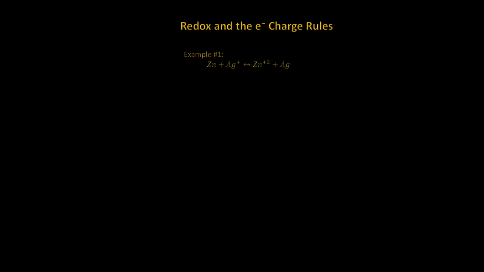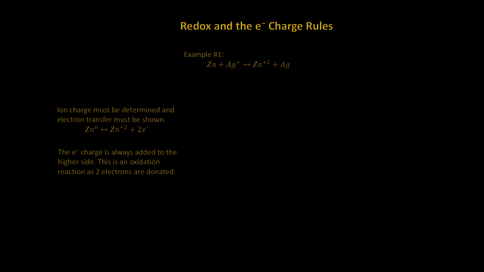For redox reactions that must have a balanced reaction equation, there are some simple rules that need to be remembered. The ion charge, that is, the oxidation number, must be determined, and the number of electrons, that is, the E-, that are transferred must be shown. The E- charge is always added to the higher oxidized state.